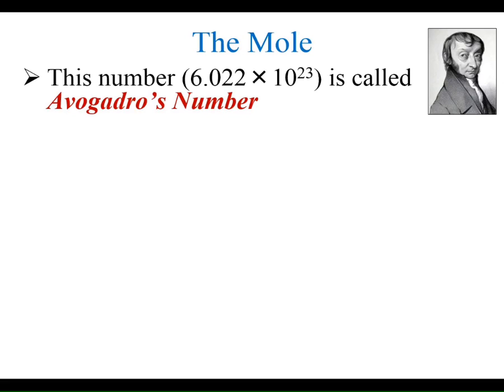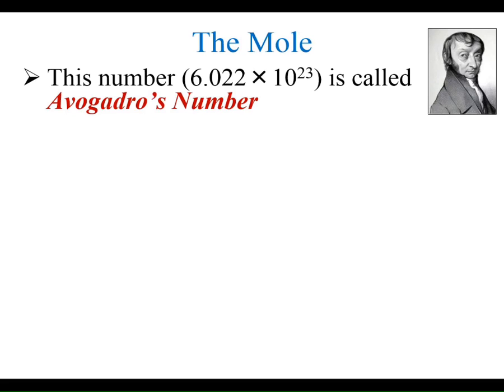Avogadro's number. It's named for this sexy Italian guy here in the corner, Amedeo Avogadro. So that's called Avogadro's number. One mole of something is Avogadro's number of that, whatever that thing is.